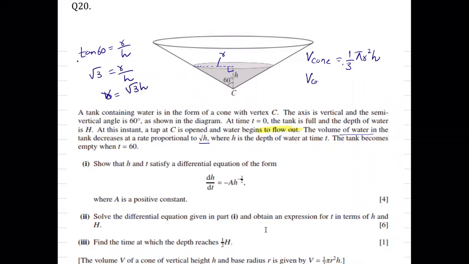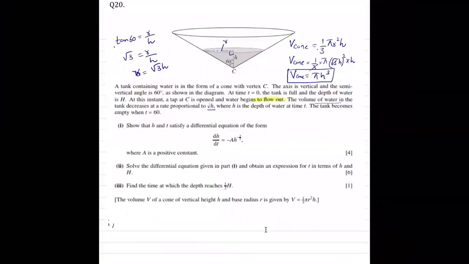So the volume of the cone is going to be 1 upon 3 pi, root 3 h squared, times h. Root 3 squared is 3, so 3 and 3 are going to cancel out. So the volume of this cone is going to come out as pi h cubed. Are you with me so far? Yes, sir. It was important for you to find this first.